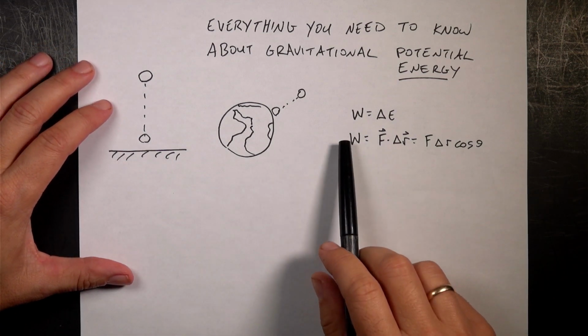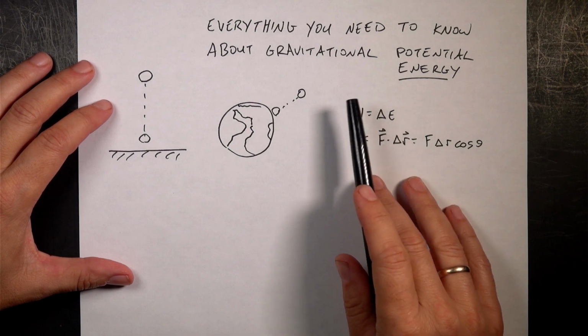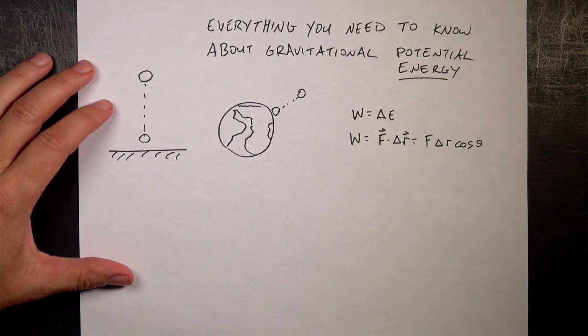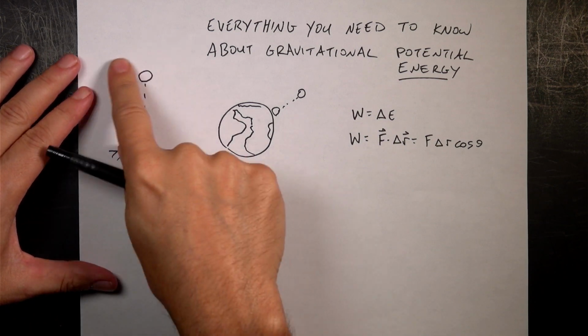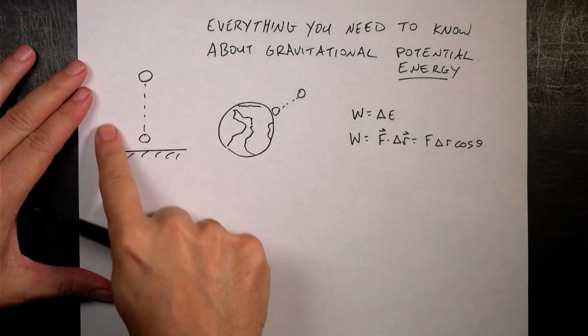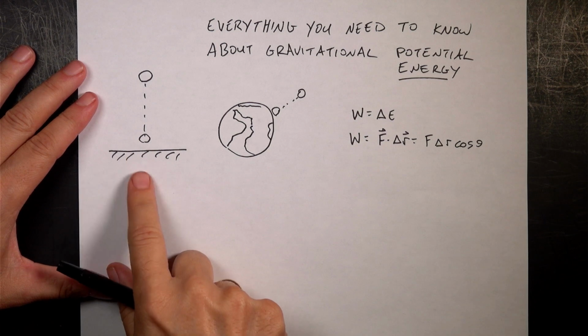I am going to tell you everything. See, it says it right there, everything. Everything you need to know about gravitational potential energy. So that includes how to use gravitational potential energy near the surface of the Earth for like a dropping ball right here. That's what that picture stands for.